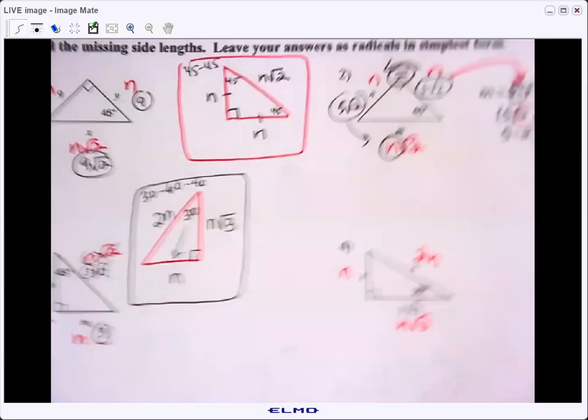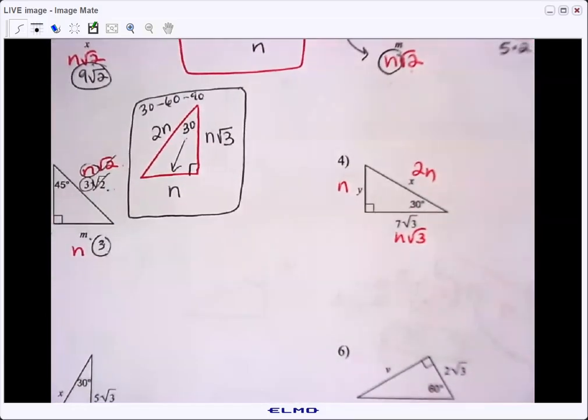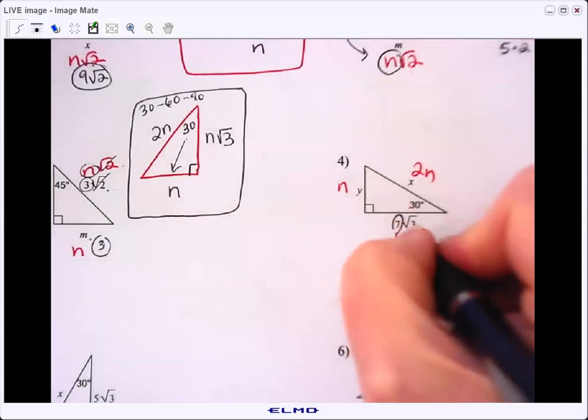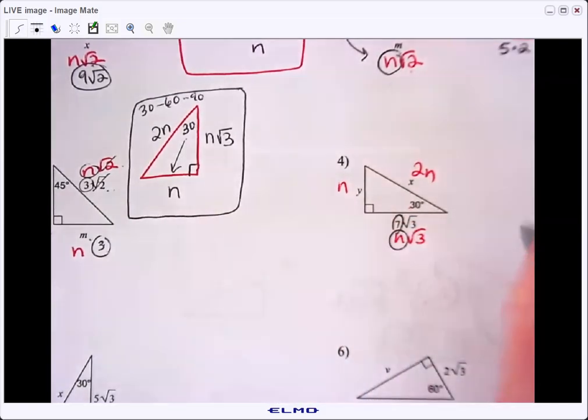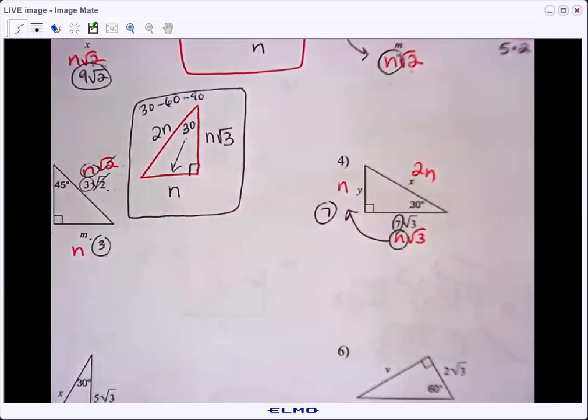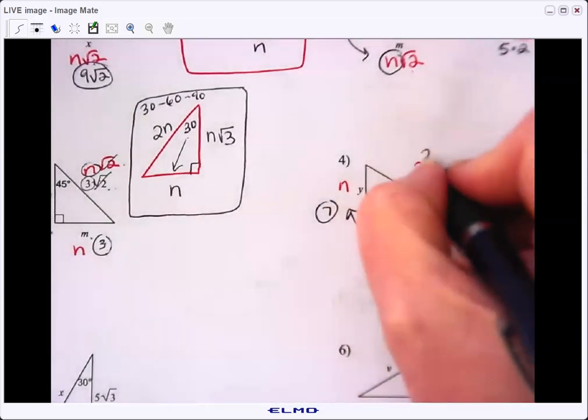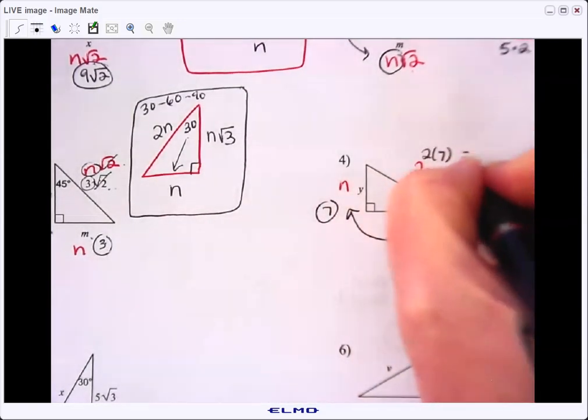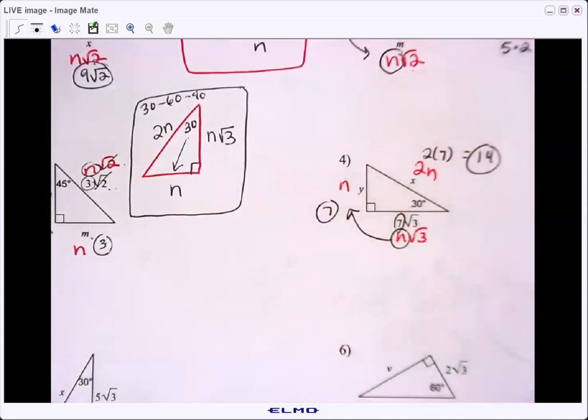Okay, guys, so what's n? Just say it out loud. 7. Okay. n is 7 because it's the one next to the root 3. So that makes this 7. What does that make my hypotenuse? 14. So 2 times 7 is 14. And you're done.